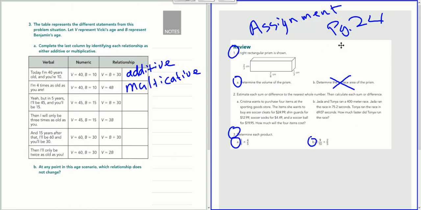And then I wanted you to do page 24, question 1A, don't do B, just 1A. Trying to find the volume here. Remember what volume is, length, width, and height. And then down here on number 3, you want you to do A and B, multiplying 2 fractions and multiplying a mixed number and a fraction. Just for a good review.